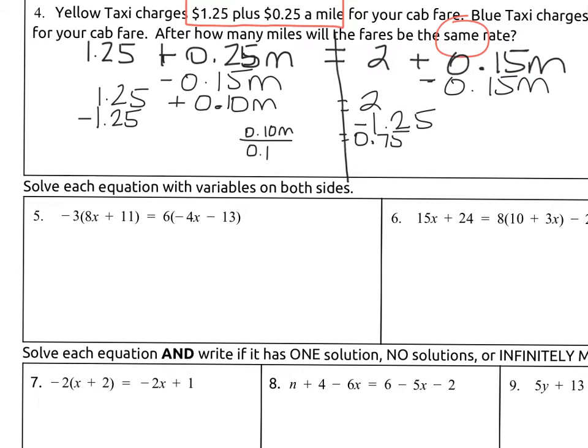Divide by 10 cents on both sides. This is where you could make some mistakes. Be aware of your decimals. Okay, so when will their fares be the same? After 7.5 miles.